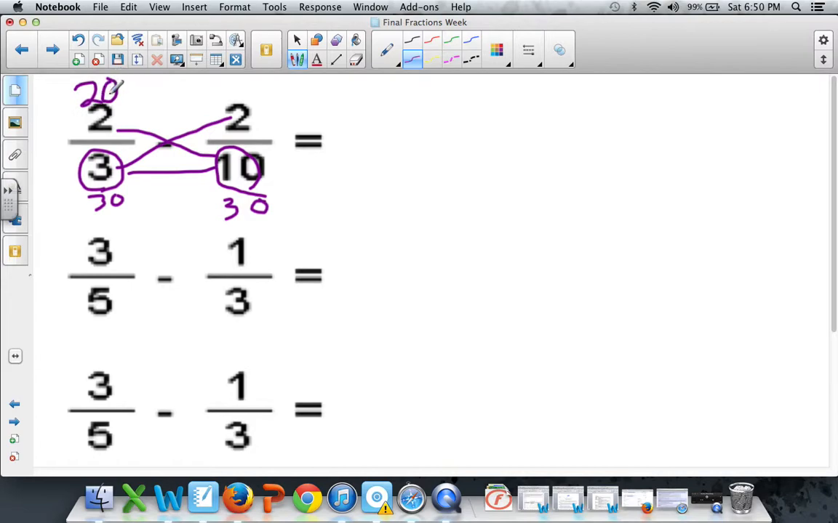Yeah, sorry about that. That was a phone. No big deal. 3 times 2 is 6. 20 minus 6 is 14. And it's all over 30. Of course, that can be reduced by dividing top and bottom by 2. You'll get 7 over 15.